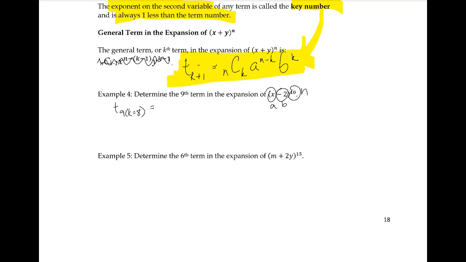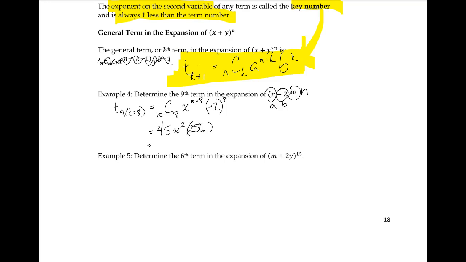Okay, so bearing that in mind, we've got 10 choose 8. A is x, so that's nice and easy. 10 minus 8, and minus k. And b is negative 2 to the power of k, which is 8 again. So I'm going to need to use my calculator because I don't know this off the top of my head, and I definitely don't know this off the top of my head. But we're going to have 2 steps here, so make sure you've got enough room for 2 more lines.